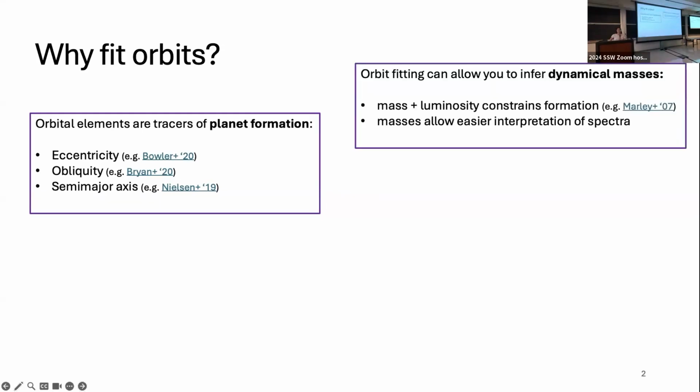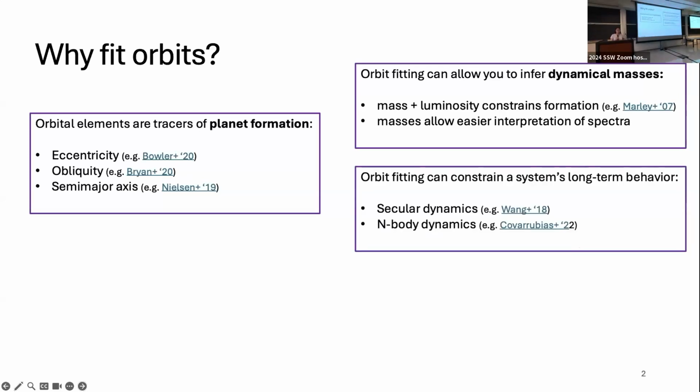Orbit fitting can also allow you to infer dynamical masses. By dynamical masses, I mean a mass that's not dependent on the model you use for the planet's atmosphere. Dynamical masses, in turn, can be used to constrain formation. And also, as we just heard from Eileen, masses can be helpful for interpreting spectra. If you can place a nice constraint from a dynamical mass on your spectrum, it helps with the interpretation sometimes.